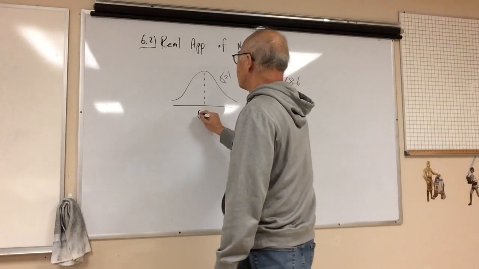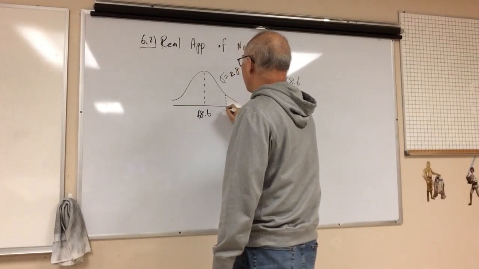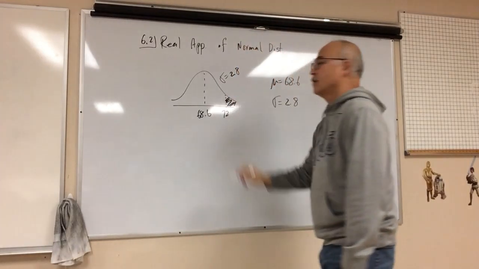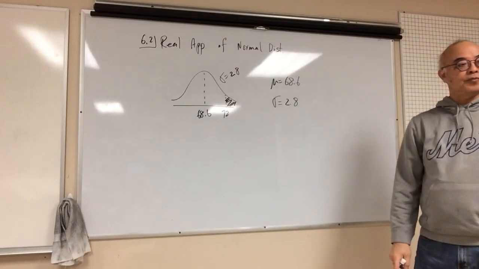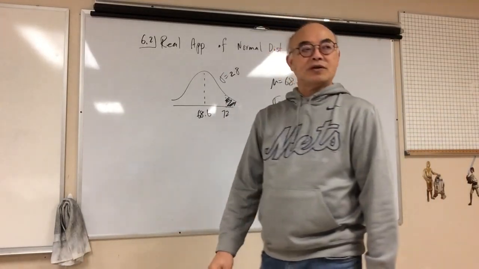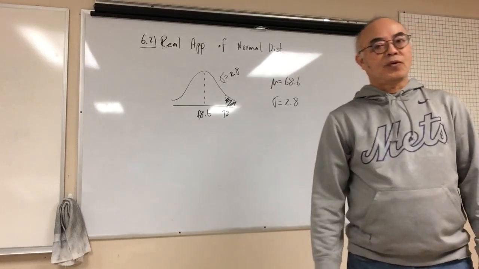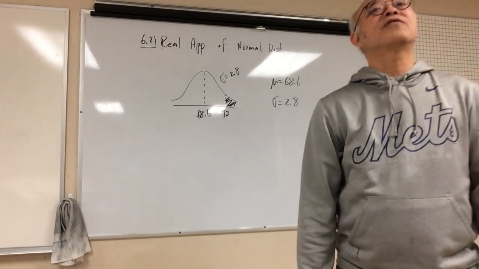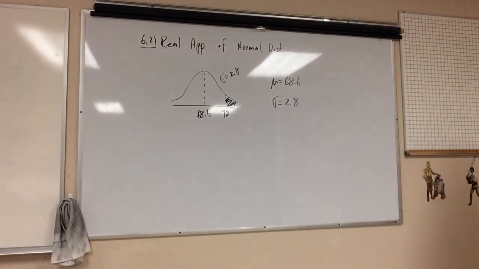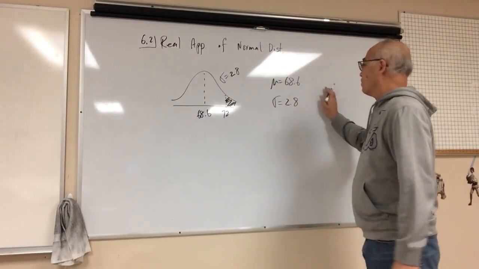So we have 68.6, 2.8, and we want to know who is taller than 72. Correct? This is what we're trying to find. Okay. So what's the first thing that we need to do? We need to find the z-score. Very good. And that's going to tell me. So anybody remember how to find the z-score?